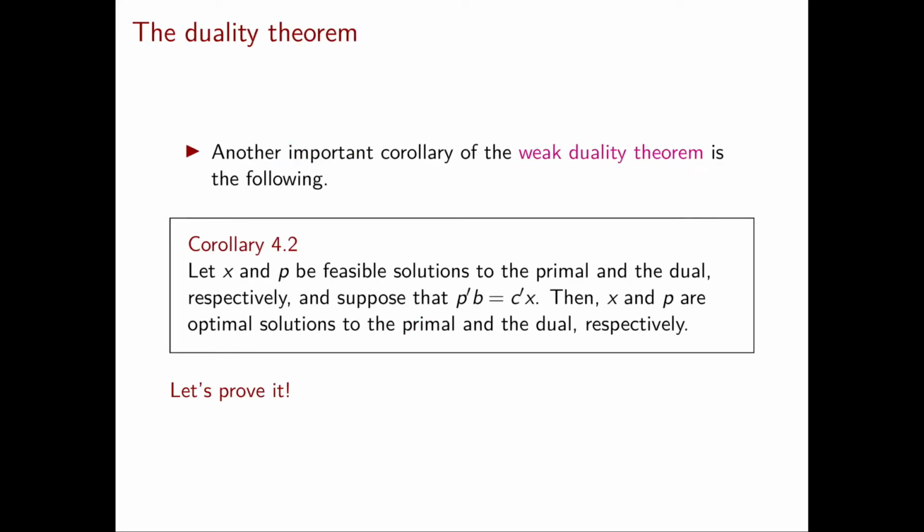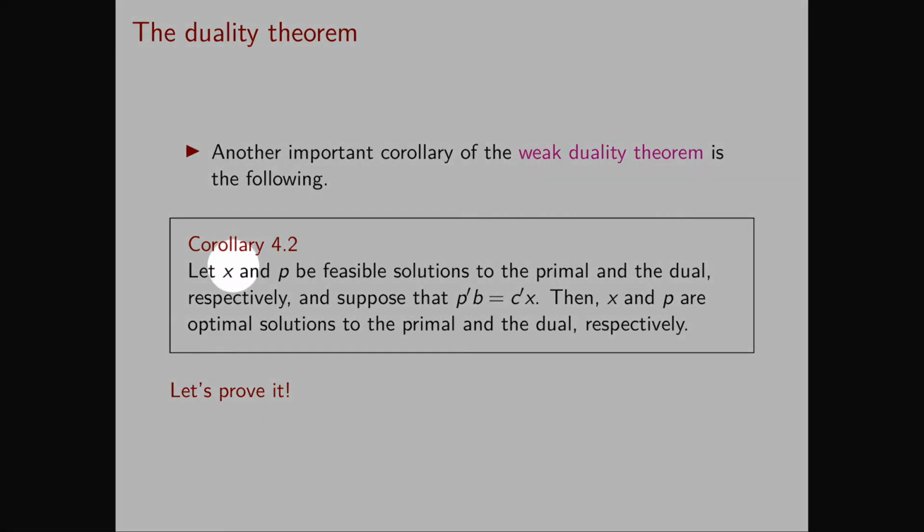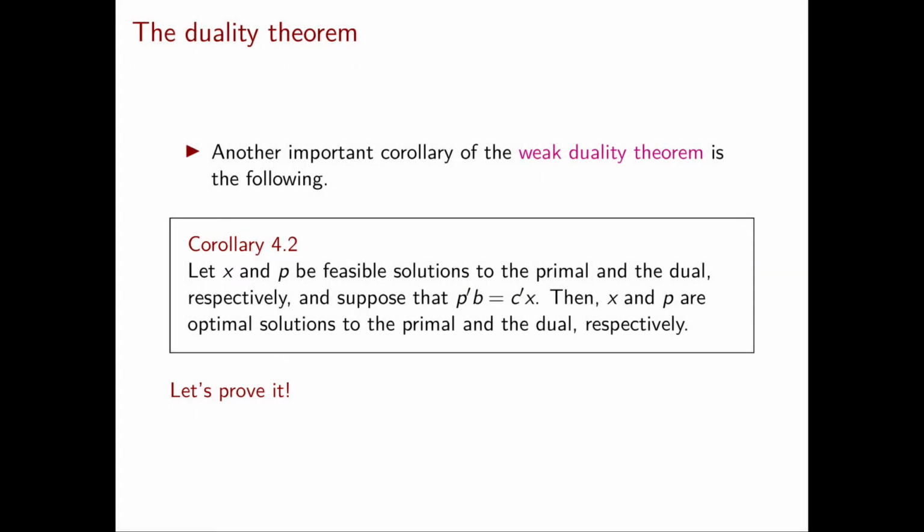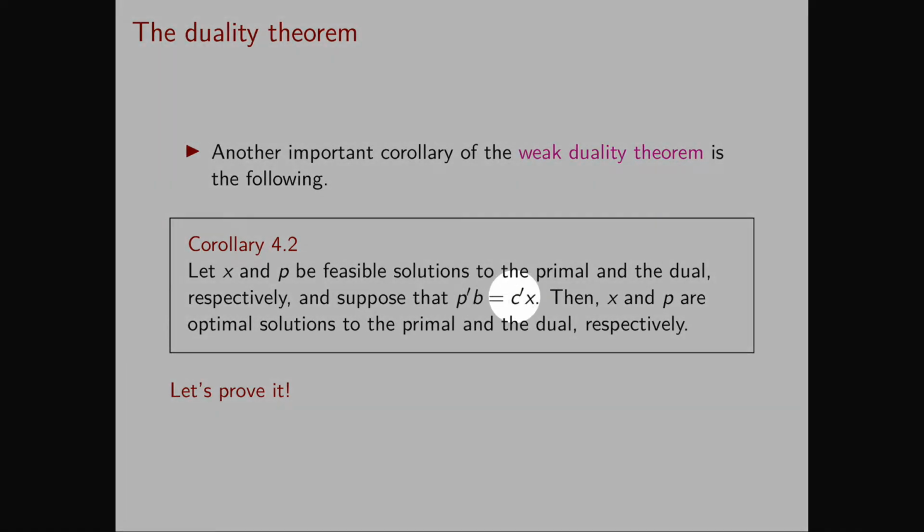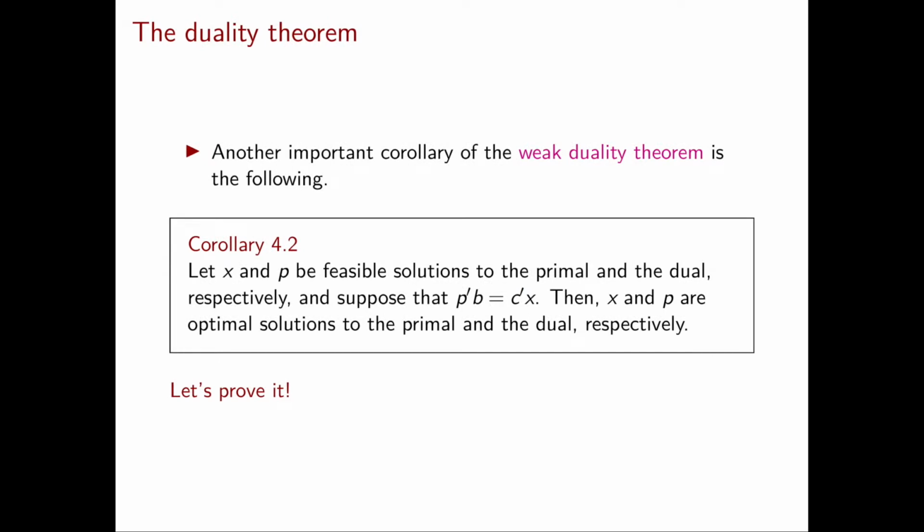Now let's see another interesting corollary of the weak duality theorem. Let x be a feasible solution to the primal, and let p be a feasible solution to the dual. Furthermore, suppose that the cost of the two solutions coincides. Namely, p transpose b is equal to c transpose x. Then x is an optimal solution to the primal, and p is an optimal solution to the dual. This corollary is extremely useful, and we will use it several times from now on.